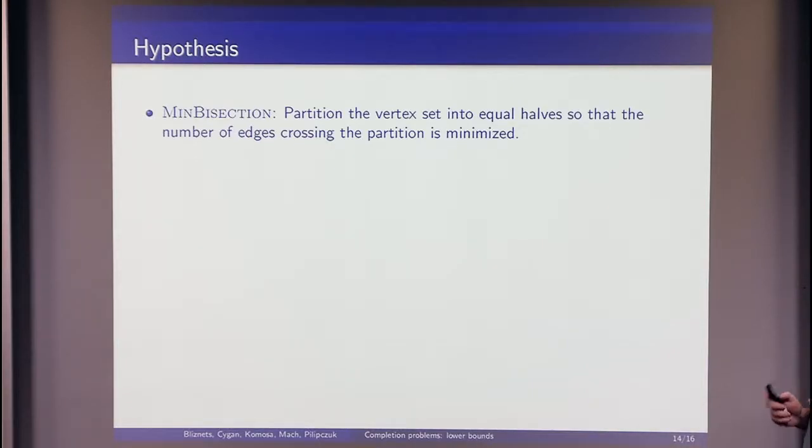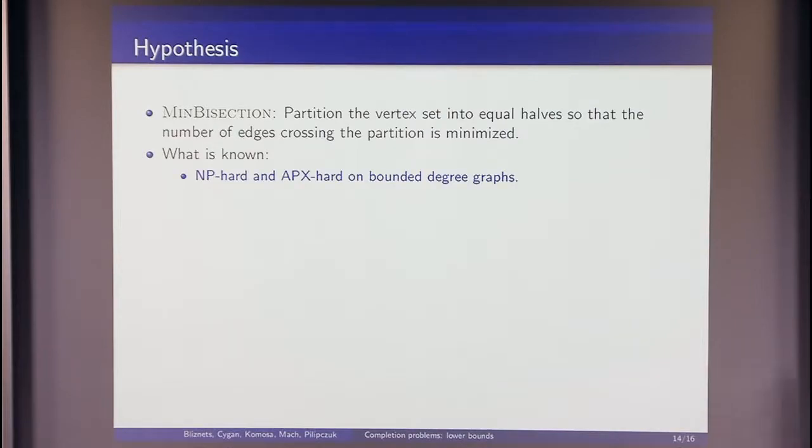So let me say a little bit about the min bisection problem. It's actually one of, in my opinion, the most mysterious problems in computer science still. So I have the graph. I want to partition the vertices into 2 equal sides to minimize the number of edges between them. And this problem is NP-hard. It is, moreover, NP-hard and APX-hard on bounded degree graphs. However, the best known polynomial time approximation algorithm for this problem has factor log opt. So there is still a large gap between what is known and what is believed.